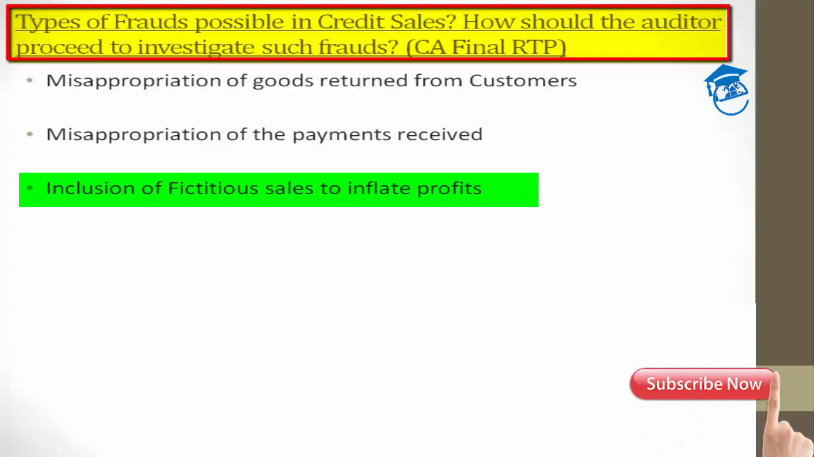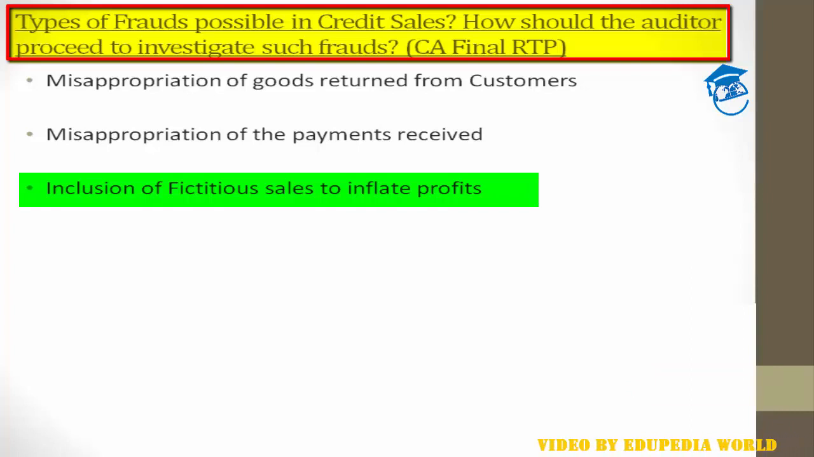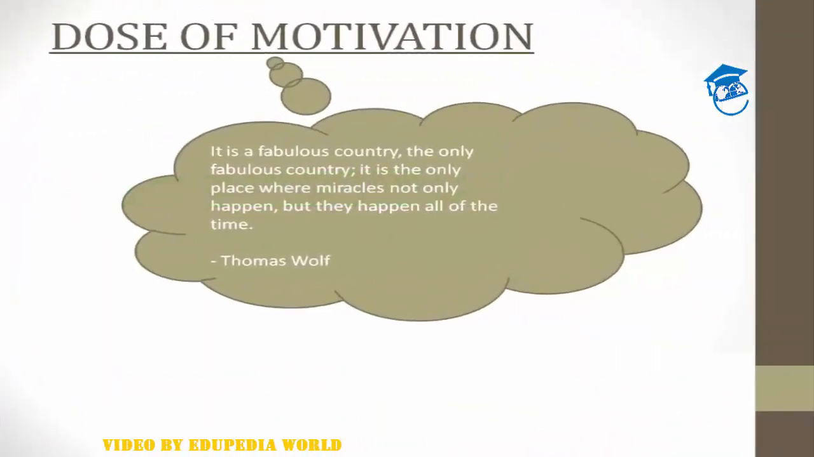These are the ways with which frauds can happen in credit sales and how you should, as an auditor, proceed to investigate such frauds. I hope I was able to make you aware with the perfect example so that you can be aware of the same. I hope I was able to provide you complete clarity with respect to this topic. So perfect guys, do revise your topics because that's something which is extremely important.